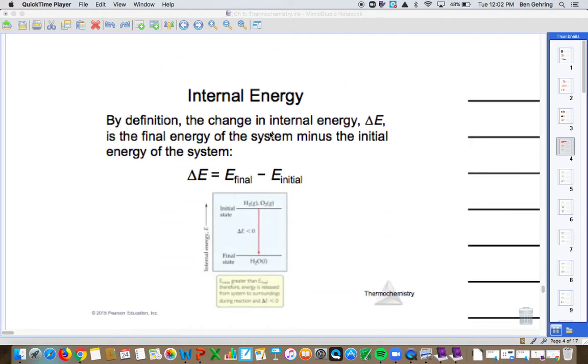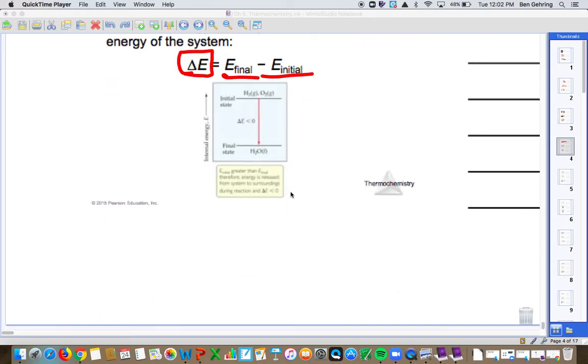If we have a change in E, we can calculate that change by taking your final energy minus your initial energy. And that gives us our change in E. So this triangle means delta, which means change in. So final minus initial will give us the change in how much energy we either gained or lost.